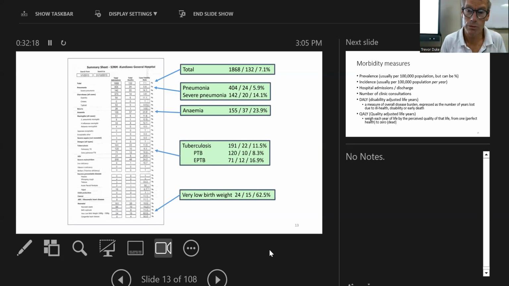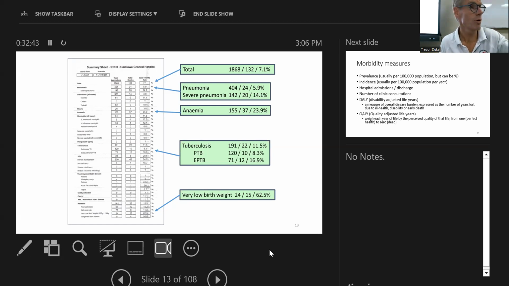So we measure these things so we can benchmark and assess our own performance and then compare that with other hospitals as well. Now, just because one hospital has a higher case fatality rate than the other doesn't mean they're not doing as good a job, because the hospital with the higher case fatality rate might actually have children that are much sicker, right?